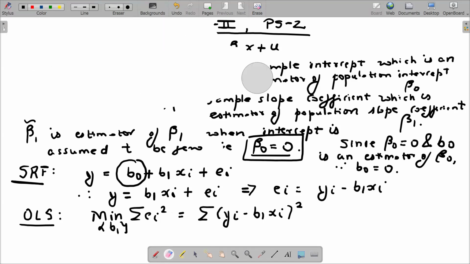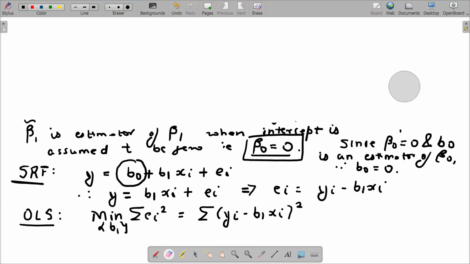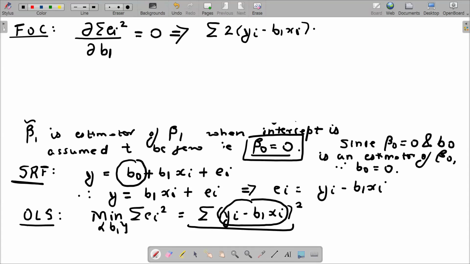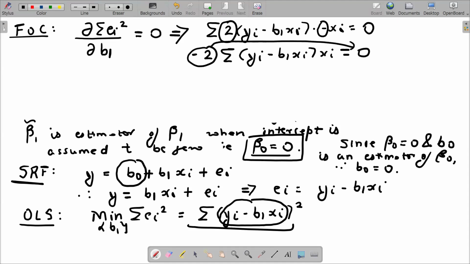Now if I erase all this off in the beginning, my first order condition is ∂(summation ei²)/∂b1 = 0. If I partially differentiate this with respect to b1, I get summation; the derivative is going to be 2 times (yi − b1 xi) times, internally, the derivative of (yi − b1 xi) with respect to b1, which is −xi, equal to 0. So 2 into minus, I can take −2 outside the summation, times (yi − b1 xi) times xi equal to 0. Minus 2, I can take it to the right hand side, it will vanish.